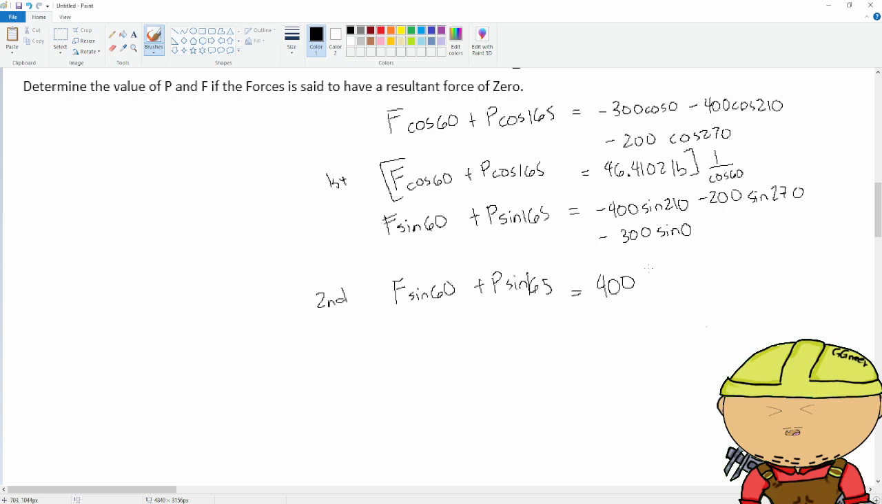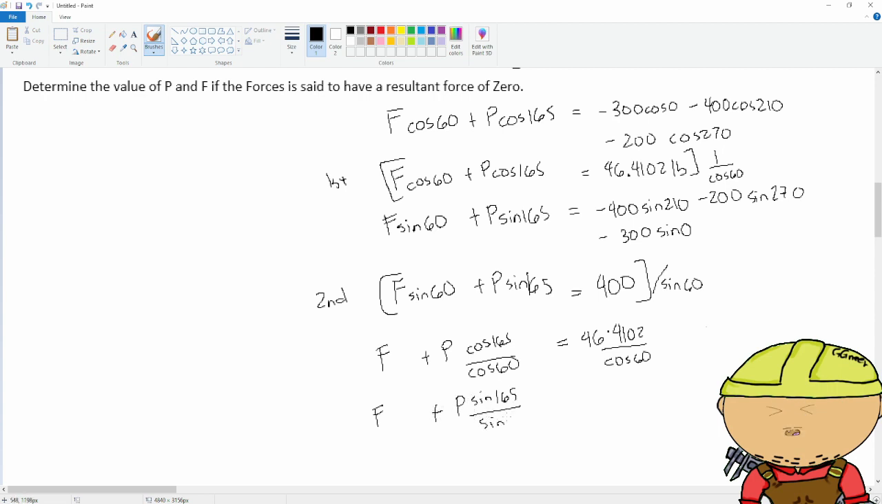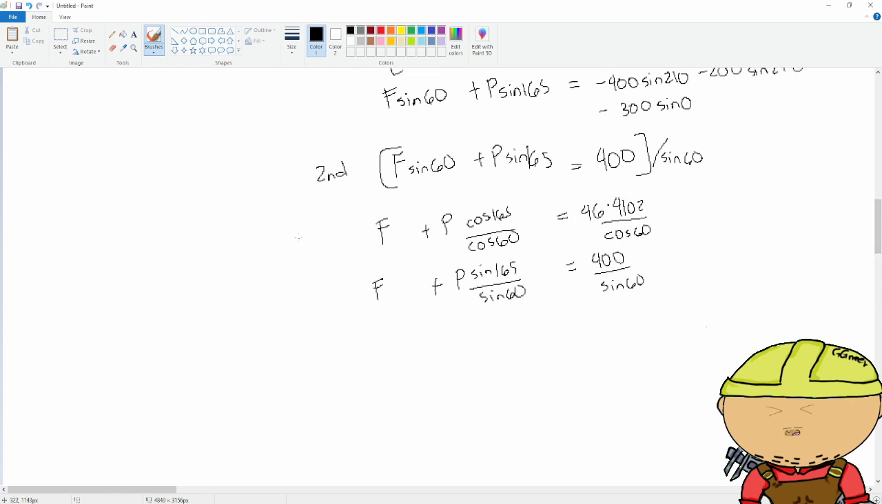I'm gonna divide this equation by sine 60. I'm gonna write this as F plus P cosine 165 over cosine 60 equals 46.4102 divided by cosine 60. Then the other one is F plus P sine 165 over sine 60 is equal to 400 over sine 60. Okay? Elimination method, I'm gonna do first equation minus second equation.